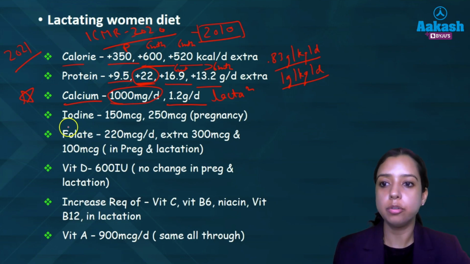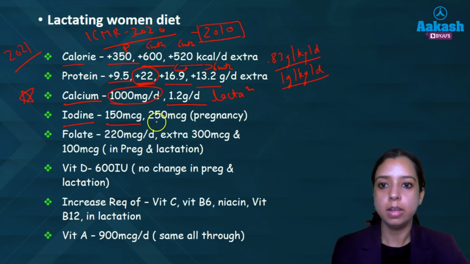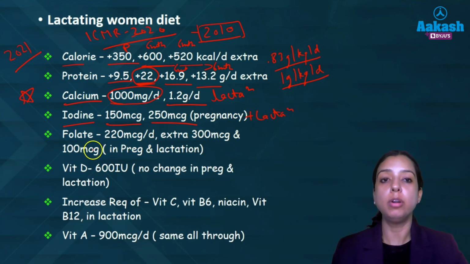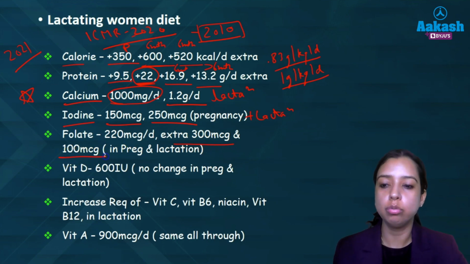Okay, iodine requirement, because of fortification, is less. 150 mcg in every woman, men and women. 250 mcg in pregnancy and lactation both. There is no change between pregnancy and lactation. What about folate? So folate need is obviously much higher in pregnancy, but in lactation it is not very high. So you need an extra 300 mcg of folate in pregnancy, but in lactation you need only 100 mcg. So you need more in pregnancy.